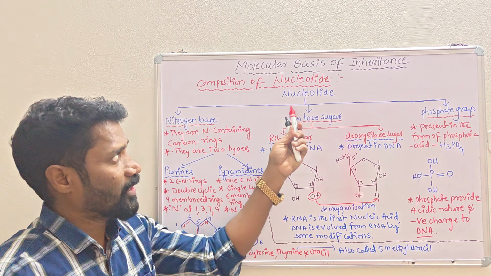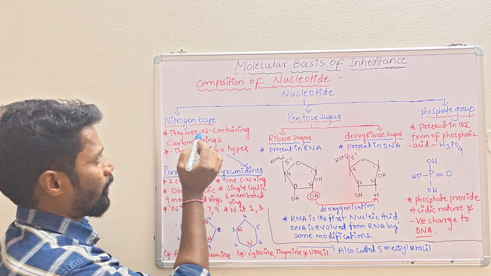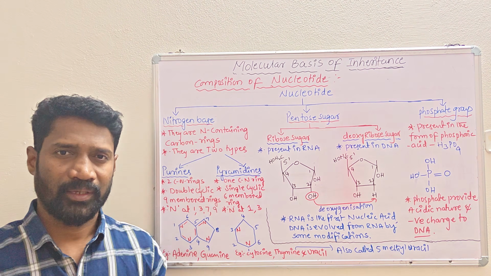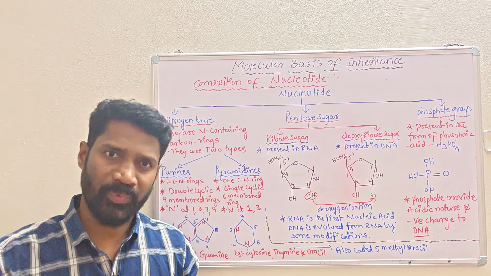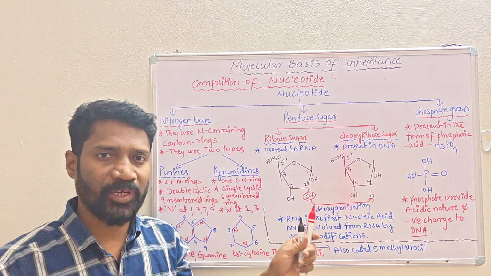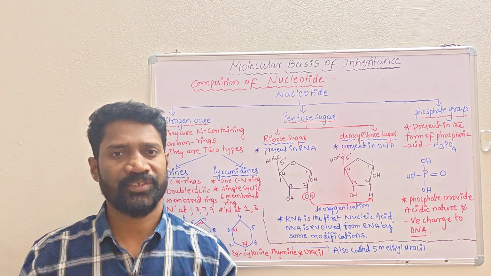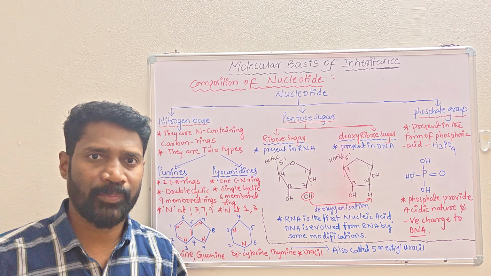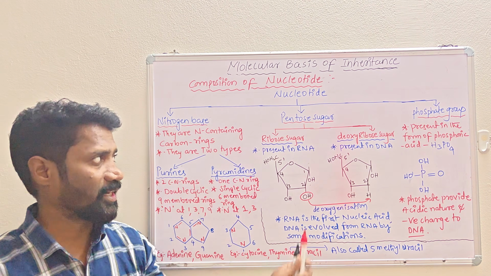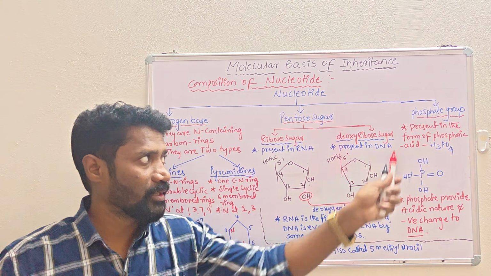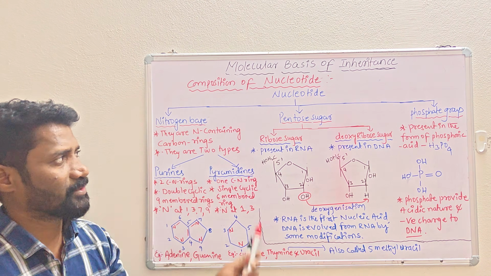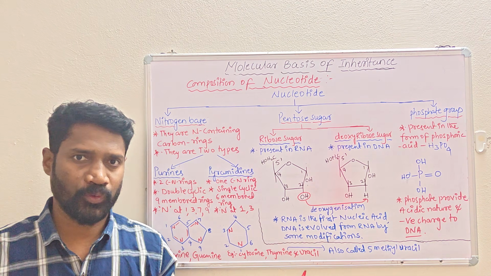Every nucleotide is made up of three types of components. Every DNA is made up of many nucleotides, but each and every nucleotide is made up of three types of components. What are the three types of components? First one is nitrogen base. Second one is pentose sugar. Third one is phosphate group. Nitrogen base, pentose sugar, phosphate group.